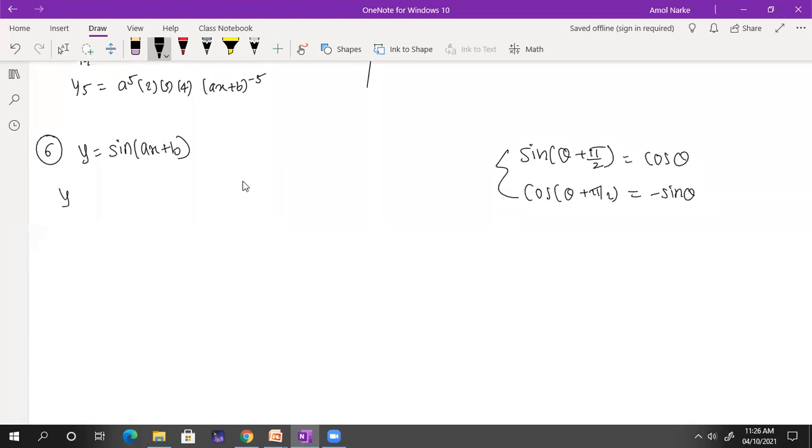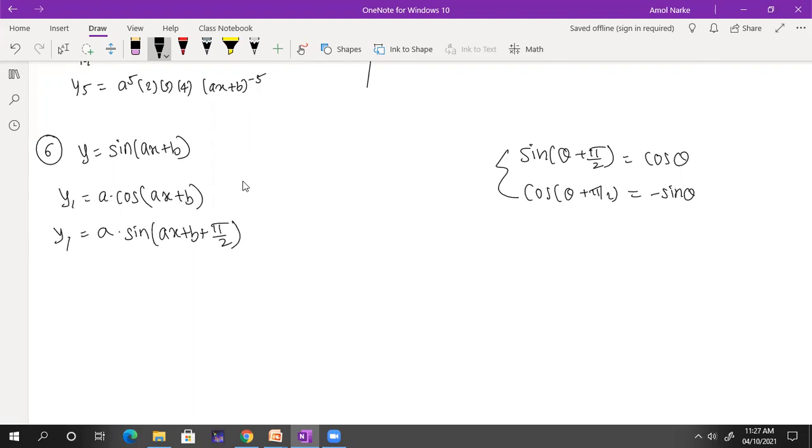Okay. So tell me, what is y1? A cos (ax plus b). Very good. So instead of writing cos, I just write this: a times sine of (ax plus b plus pi divided by 2). Is it okay for you? Because ax plus b is nothing but theta, so sine of (theta plus pi by 2) is nothing but cos theta. So this is nothing but my y1. Everyone agree on that? Yes, sir.